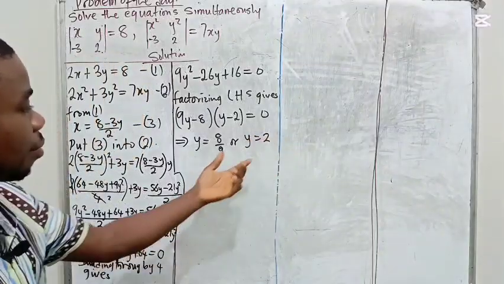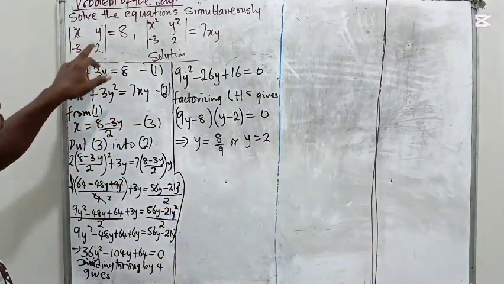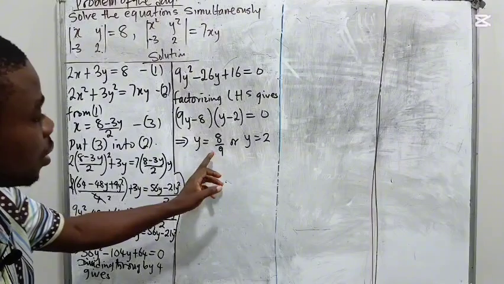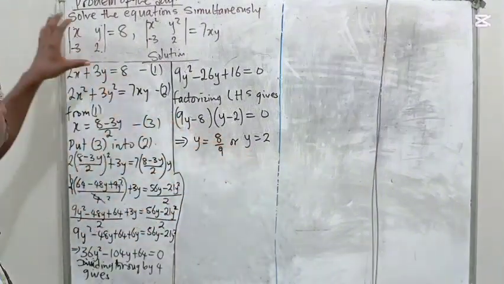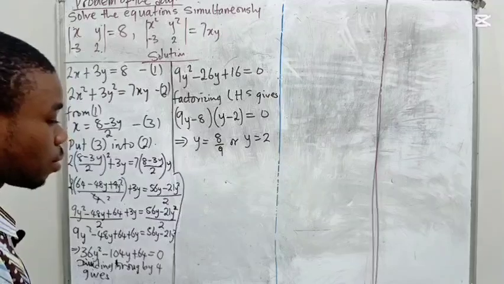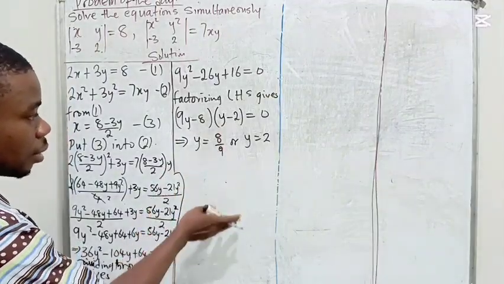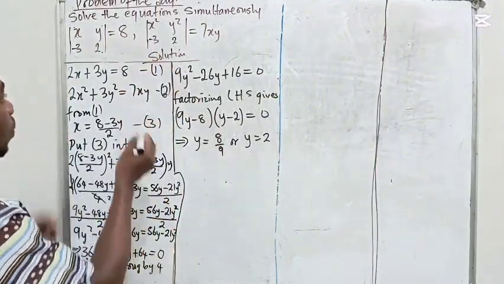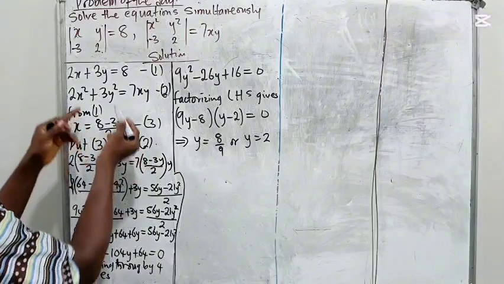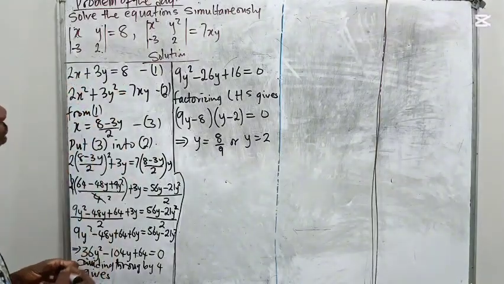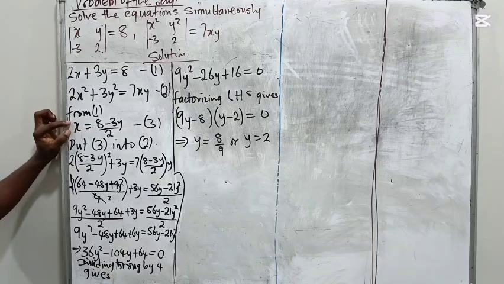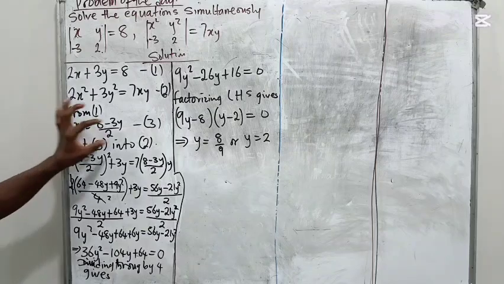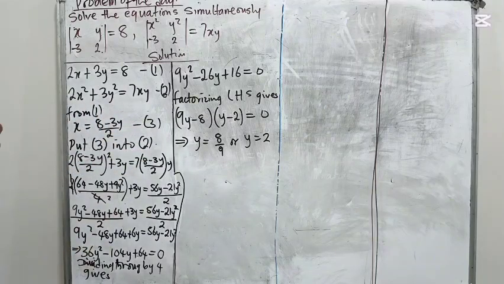So when we have found that, remember the equations are given in x and y. So we are going to use each of these to find the value of x. Let's go gradually. We can use equation 3 or equation 1, but in equation 3, x is already standing alone as the subject of the formula. So let's see if we can use equation 3.